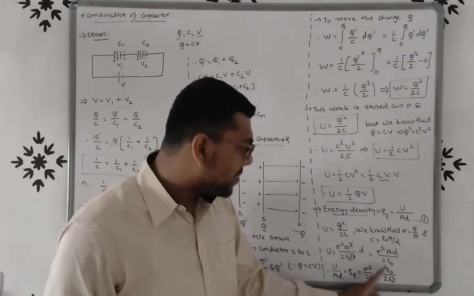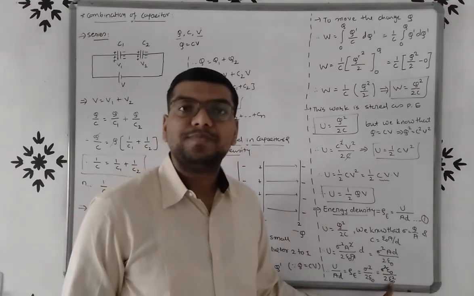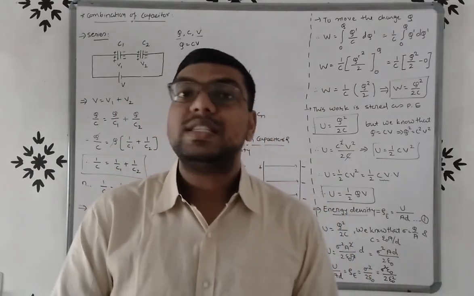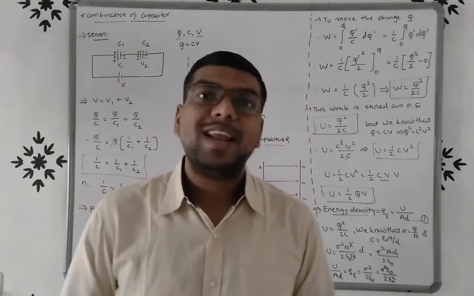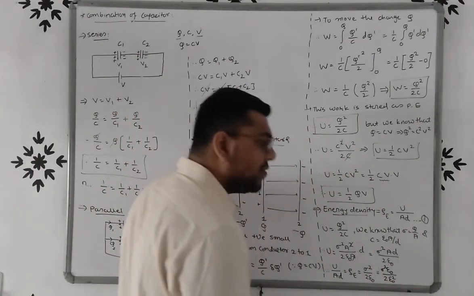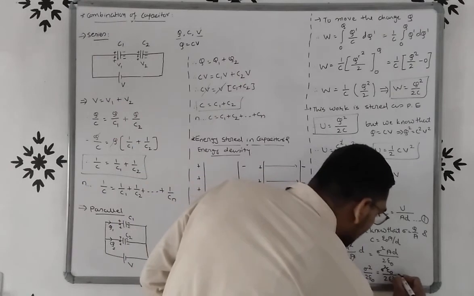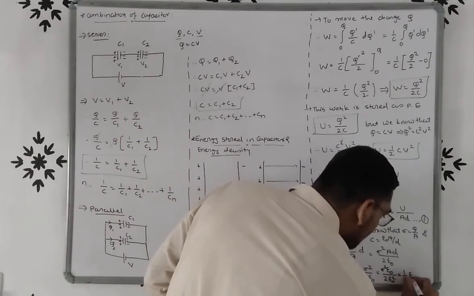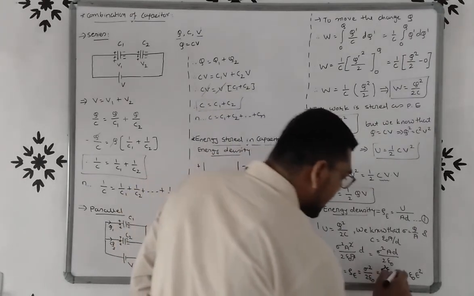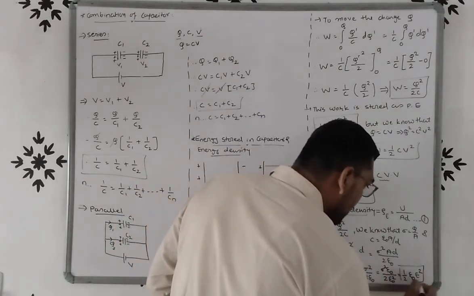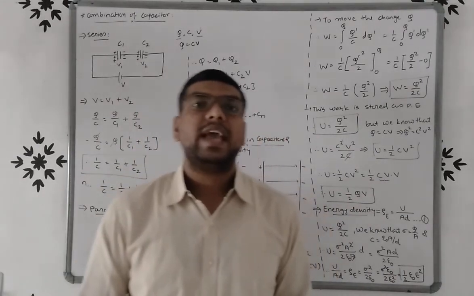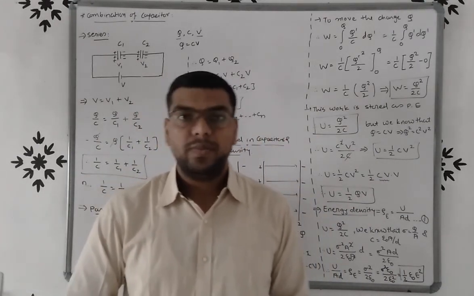But we know that E is equal to sigma upon epsilon 0, so E square is equal to sigma square upon epsilon 0 square. So instead of sigma square upon epsilon 0 square, we can write E square. So the equation will be like this: 1 by 2 epsilon 0 E square, right? So this is the equation of the energy density, or we can say energy per unit volume.